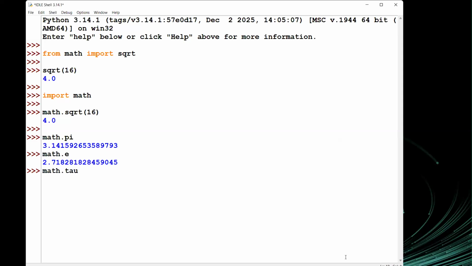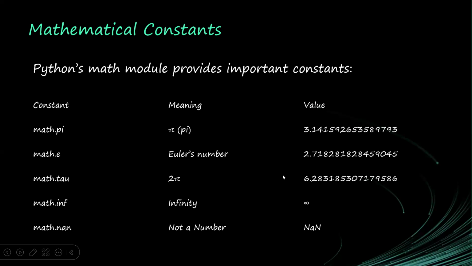tau, it gives me the 2 pi. The thing is, it's been a long time since I did mathematics, but for you guys that are still fresh from secondary school, or you're still in the university, you will relate to most of these things. I've forgotten what they call this math.tau, but I know we use it a lot. So the infinity, the not a number, don't worry, as you go you would understand better.